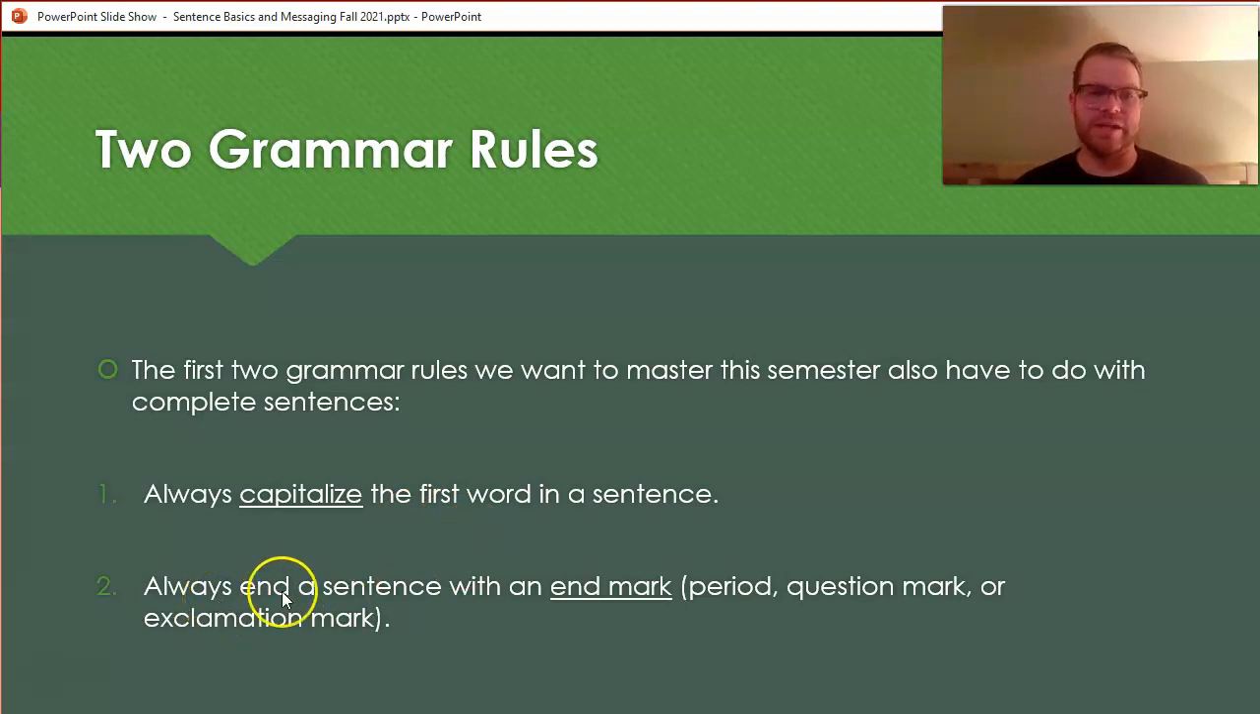We also want to always end a sentence with an end mark. The three end marks in English are periods, that's the most common one, question marks for questions, or exclamation marks when we need to show more emotion.